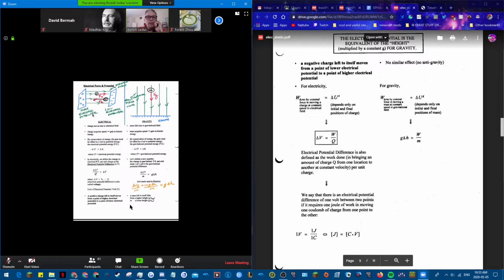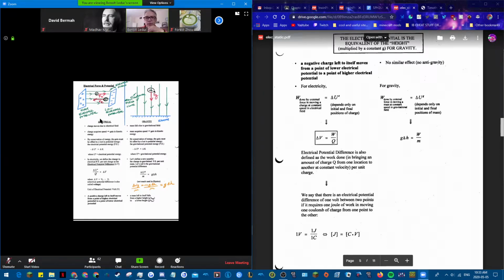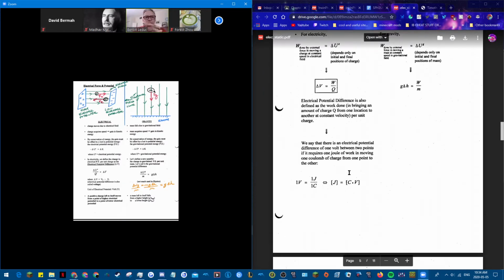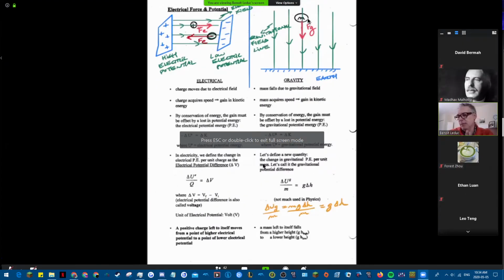And so this is the concept of electrical potential. Left to itself, a positive charge will always go from high electrical potential to low electrical potential, in the same way as a mass left to itself will always drop from high height to low height. So I want you to think about it this way: electrical potential is to electricity what height is to gravity.